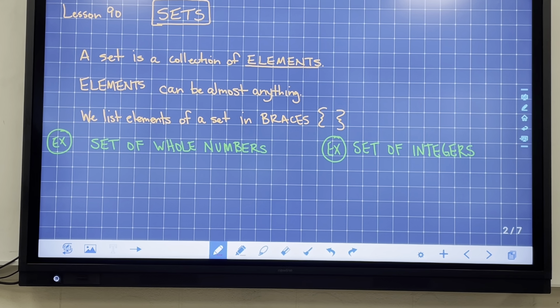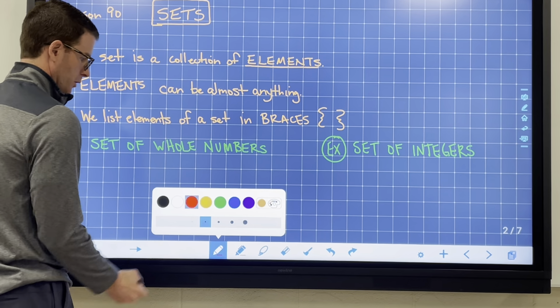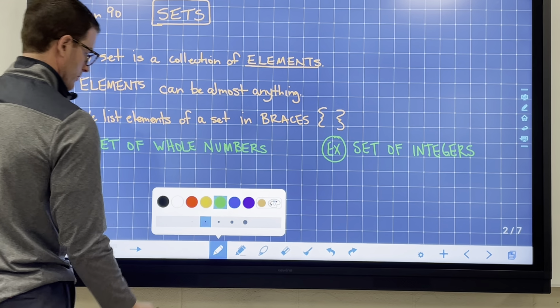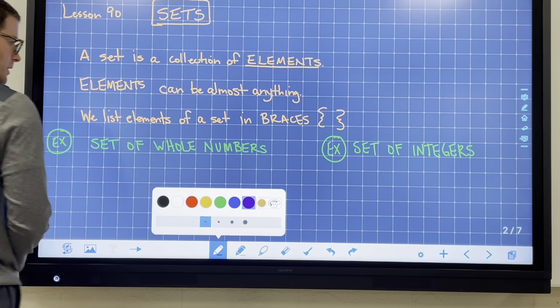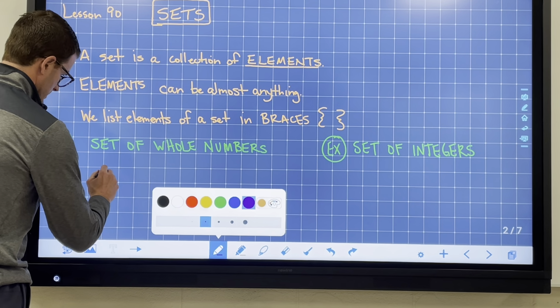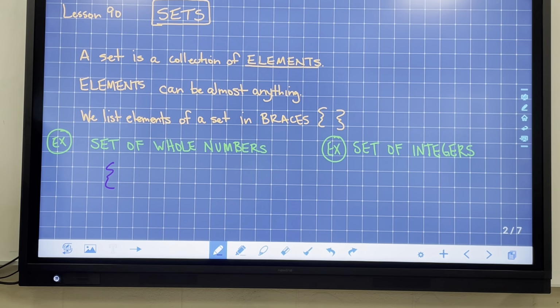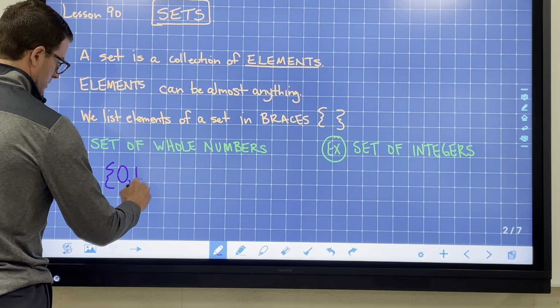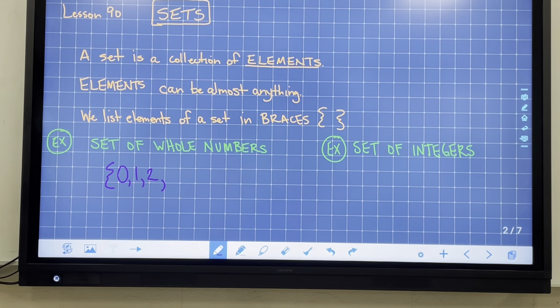Right now, I want you to see if you can, using set notation, write the set of whole numbers and the set of integers. Maybe pause the video. All right, so here we go. Set of whole numbers. We'll change color. Let's go purple. A set of whole numbers, again, we need to use braces. Whole numbers are going to start with 0. We use a comma to separate our elements.